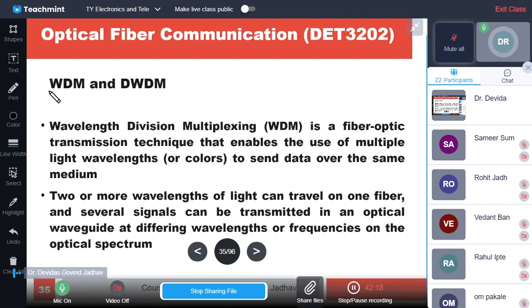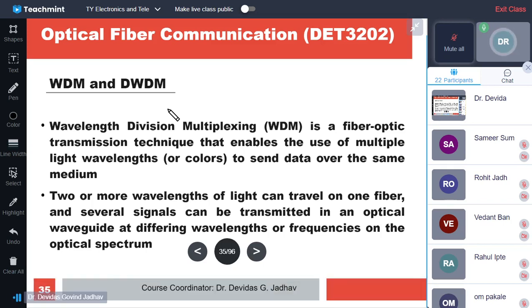Then there is WDM and DWDM. We have completed the first point: the optical network structure and network components. Then we saw the optical amplifiers, maybe semiconductor amplifiers and fiber amplifiers. They use various effects: the laser effect, and the scattering effect, which is used for amplification.